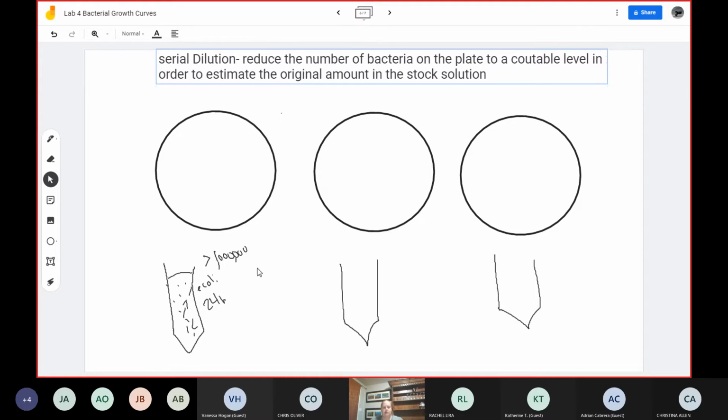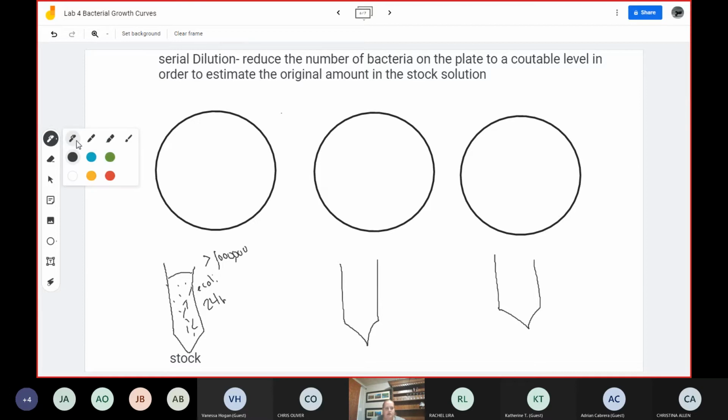So let's call this our stock solution here. What we're going to do is set up a series of tubes, and it's usually going to be quite a few, but for simplicity's sake, I'm going to do 3 here. I don't like that tube, but he can stay over there. Each of these tubes is going to have 9 milliliters of just, let's call it H2O, but it's probably going to be some sort of a broth.